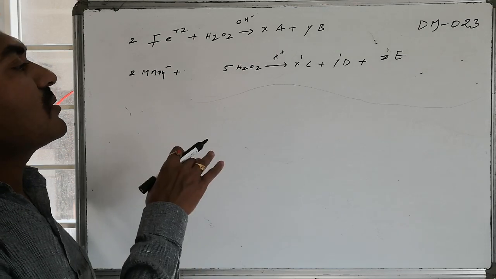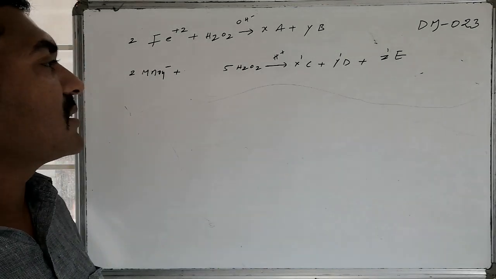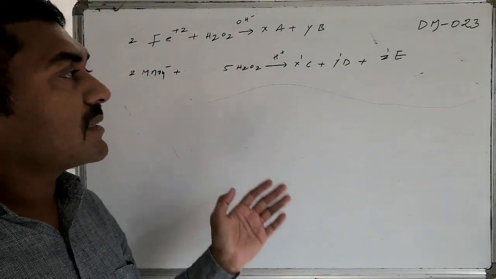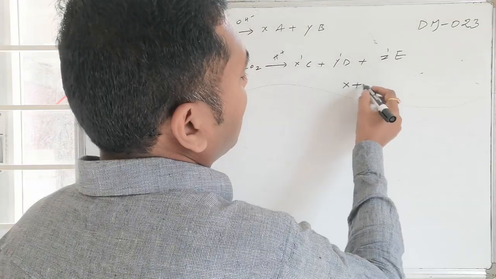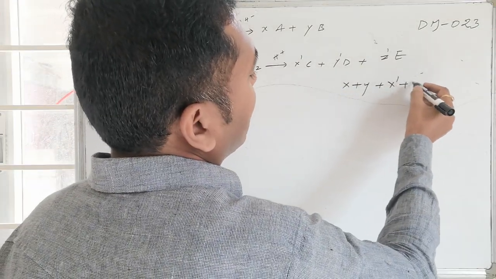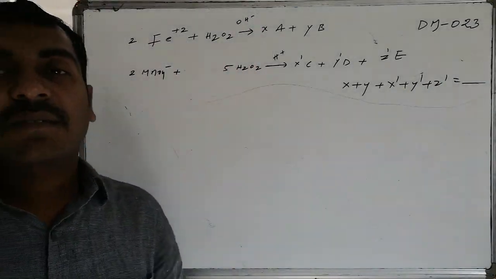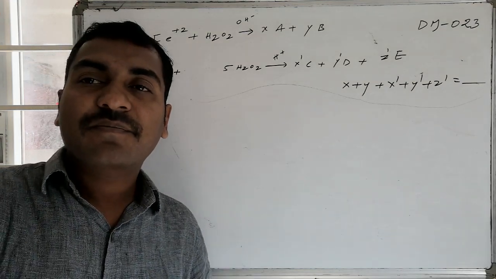Similarly, MnO4- on reaction with hydrogen peroxide in the presence of acidic medium is converted to some new compounds C, D followed by E, with the coefficients X dash, Y dash as well as Z dash. You are asked to calculate X plus Y plus X dash plus Y dash plus Z dash.